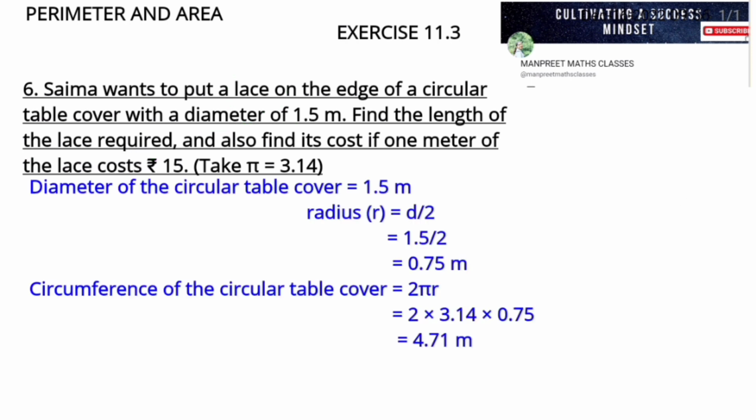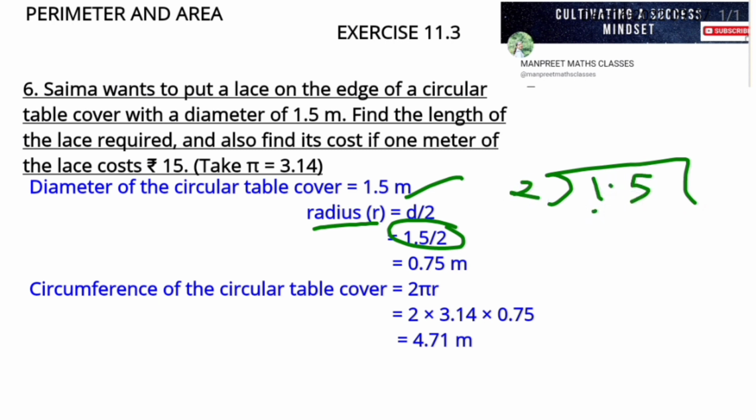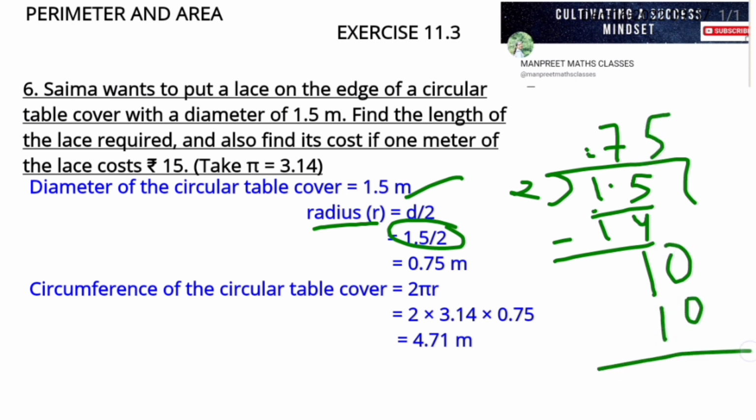So what is given? Diameter is given. So I have written diameter of circular table 1.5 meter. Next step is to calculate the radius. You know radius is half of diameter. So we take half of 1.5. How? See here, we have divided 1.5 by 2. So this 1 is smaller, so we'll take 2 numbers. So you have to remove this decimal, and we take this decimal upside. Now 2 7s are 14. 15 minus 14 is 1. Now this decimal will give 0. So 2 5s are 10. So 0.75 meter is the radius that we have calculated.